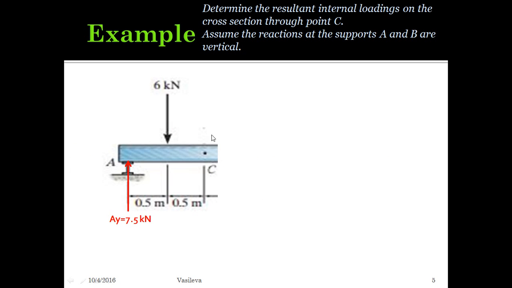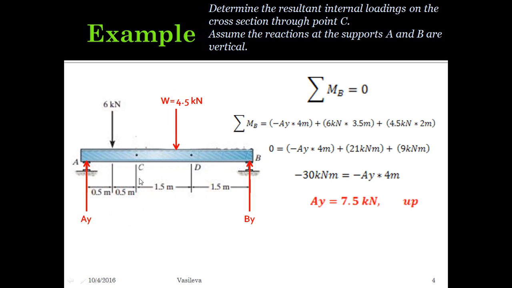From that point, now that we found AY, I'm going to cut the beam. So pretend that I cut the beam in half at point C. And I could either choose to look to the left of the cut or to the right of the cut. But I'm going to choose to look to the left because I'm only dealing with two forces, AY and 6. Actually, either side would be only two forces, but we haven't found BY yet. So I'm going to look to the left.